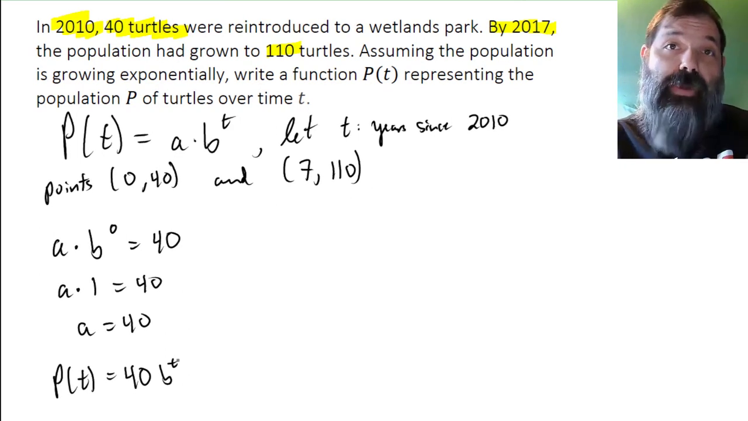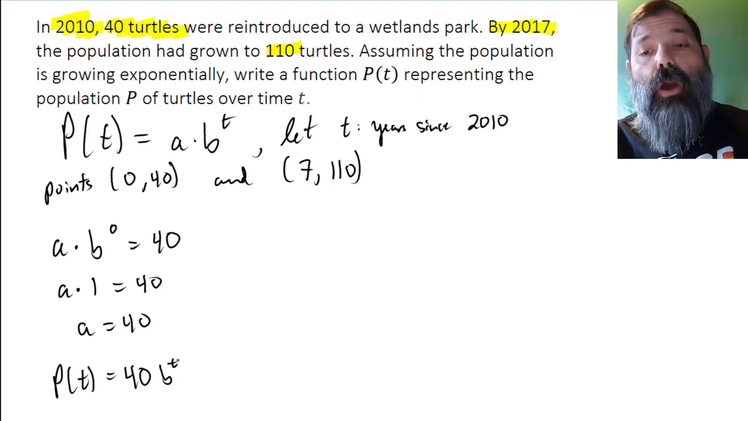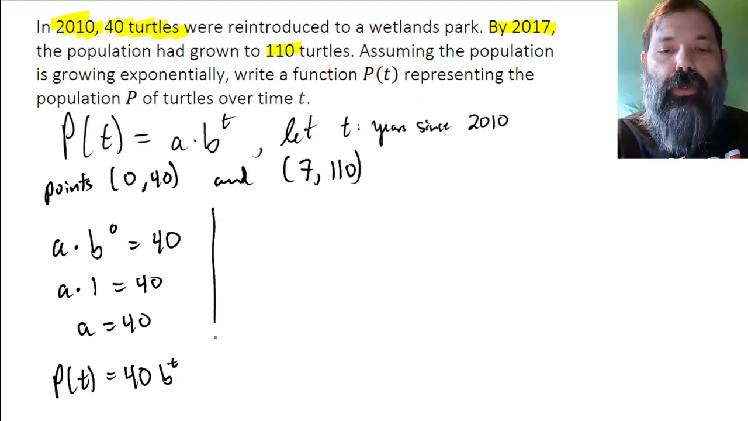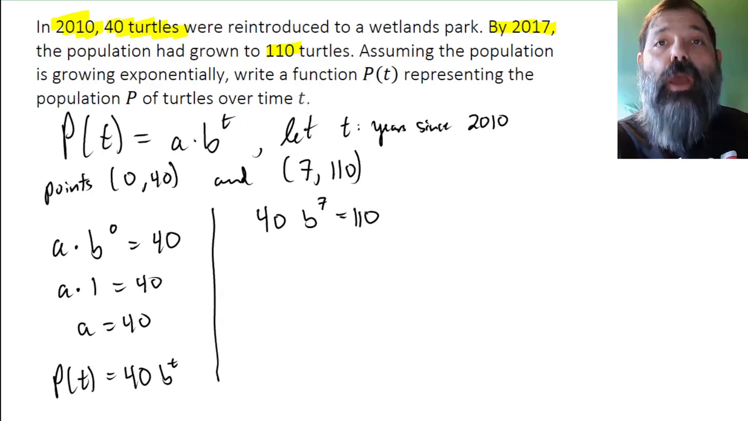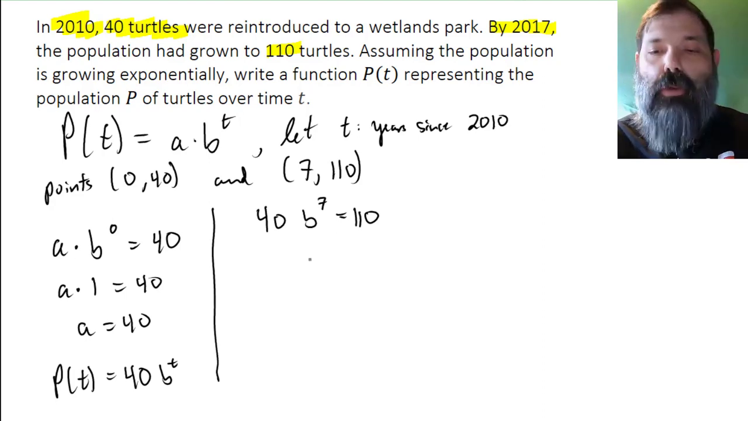So now we just have to figure out the b value. All right, we'll use the other data point. When t is 7, the population is 110. So now 40 times b to the 7th power is 110. So now let's solve for b. b is being raised to the 7th power, so we'll need to use a radical or a rational exponent to solve for b.